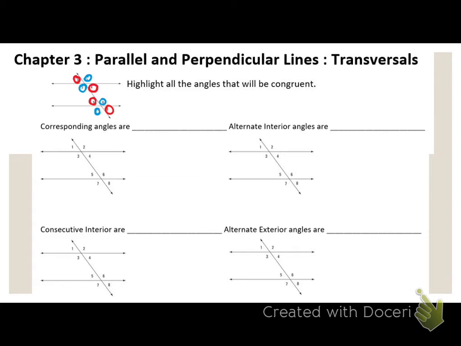All right, corresponding angles are blank. Congruent. Corresponding angles are in the same spot at their intersection. So top left, bottom left, all that stuff. That's why they have to be congruent, because they're in the same spot. So angle 1 would be corresponding with angle 5. They're both in the top left.